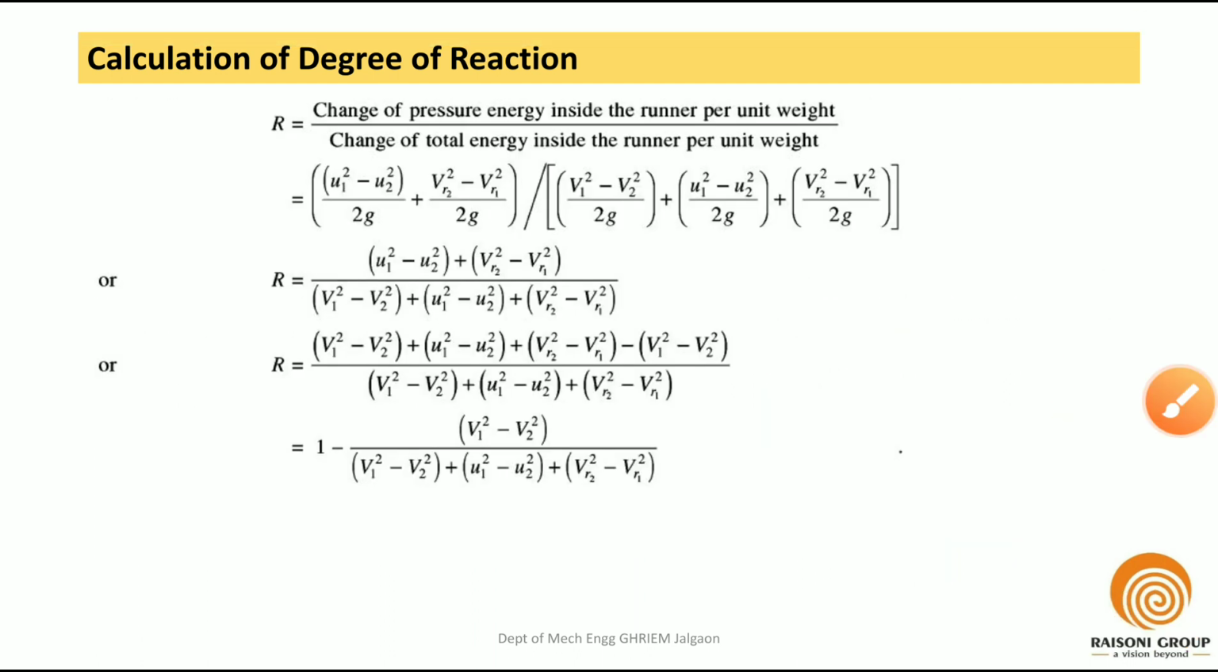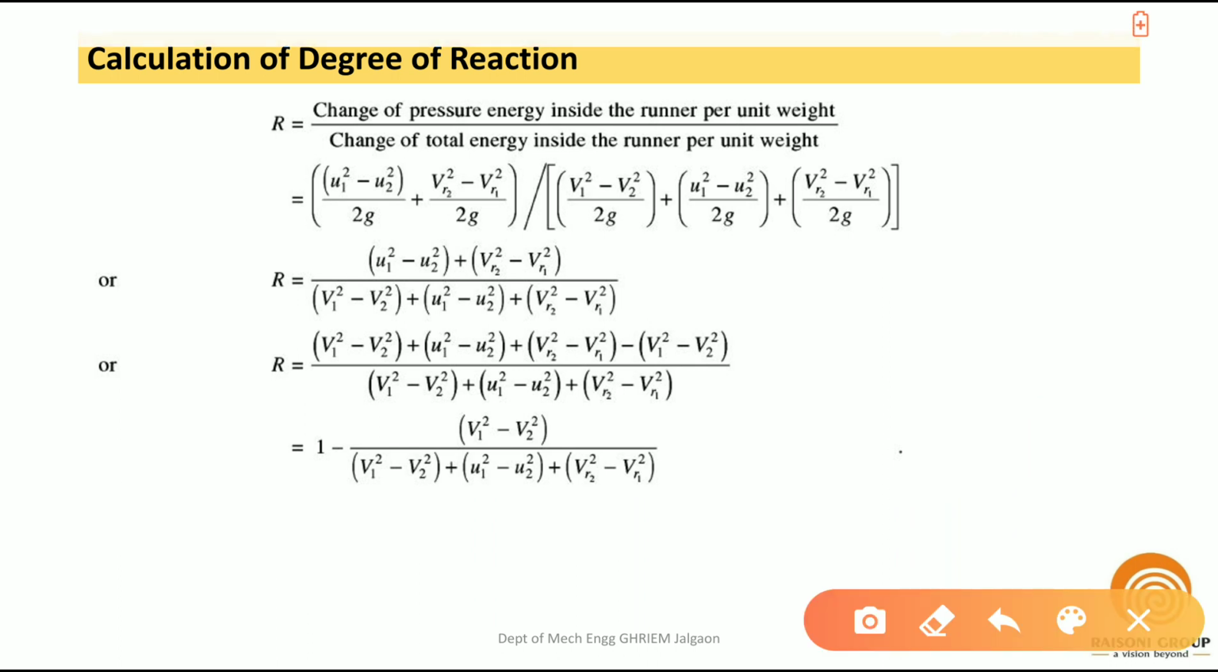What is the basic equation, or the definition, of degree of reaction? It is the change of pressure energy inside the runner per unit weight divided by the change of total energy inside the runner per unit weight. The change of pressure energy is these two terms, and for the change of total energy we have already found these three terms. After simplifying this, we will get the expression: capital R is equal to this.